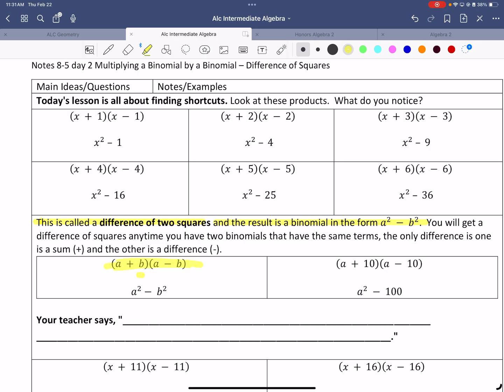So in general form, a plus b times a minus b, your end result is going to be a squared minus b squared. So really, if you think about FOIL, you're multiplying the first terms together and the last terms together. That's all you're doing, as long as those two things happen: the terms are the same, but they're opposites of each other.